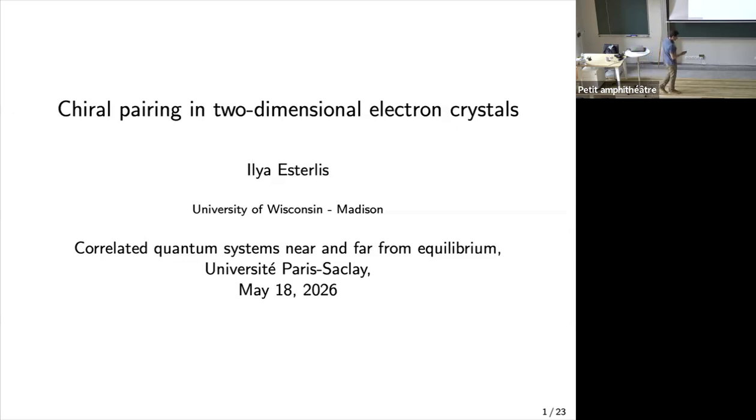Very good. So today I want to tell you guys about chiral pairing in two-dimensional electron crystals. Just for context, everything I'll tell you about will be in equilibrium, but things will be correlated and they'll be quantum. So I hope that's enough. And I'll of course explain what all of these things mean as we go along.